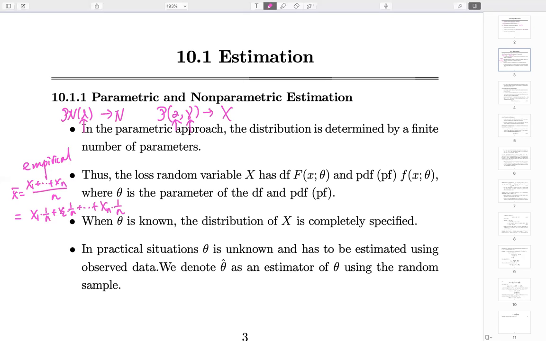So you see, each 1 over n is positive, and when you add them together, it is 1, which means it's actually a probability distribution. Although it's quite a trivial one, nevertheless, this is a distribution. We call it the empirical distribution. There's no parameter involved. That's why we call it non-parametric estimation.